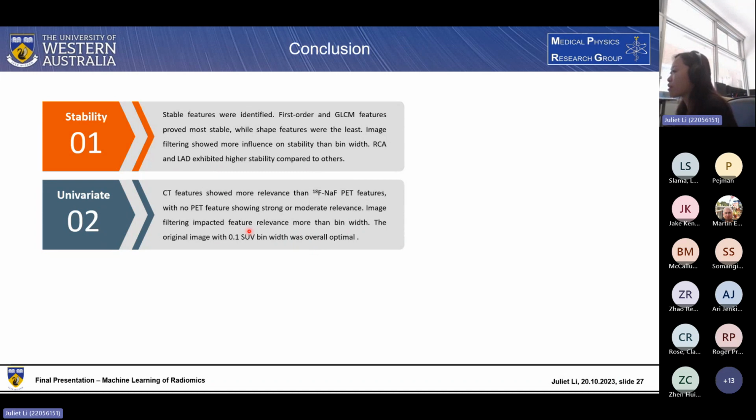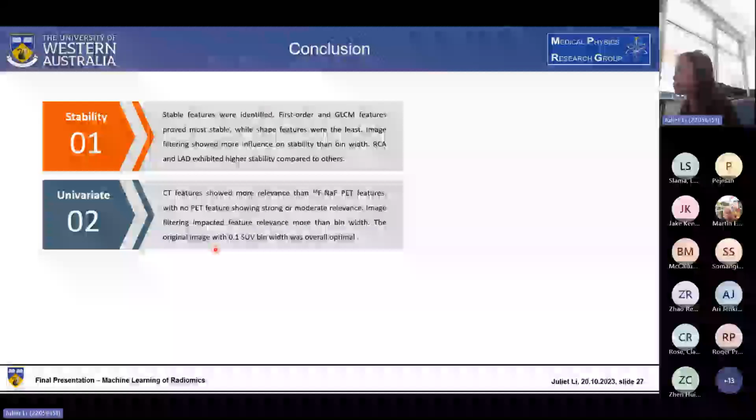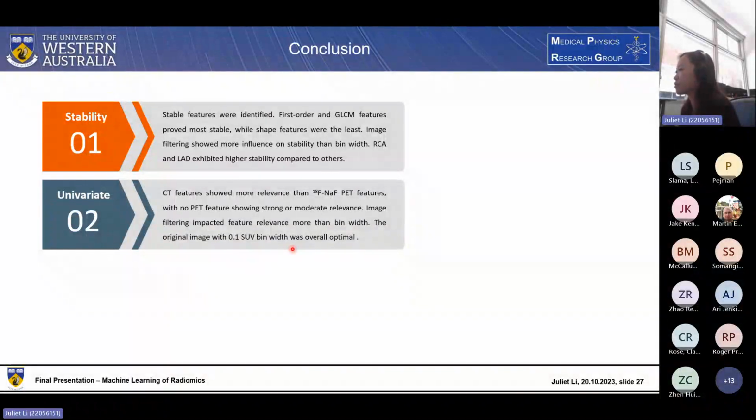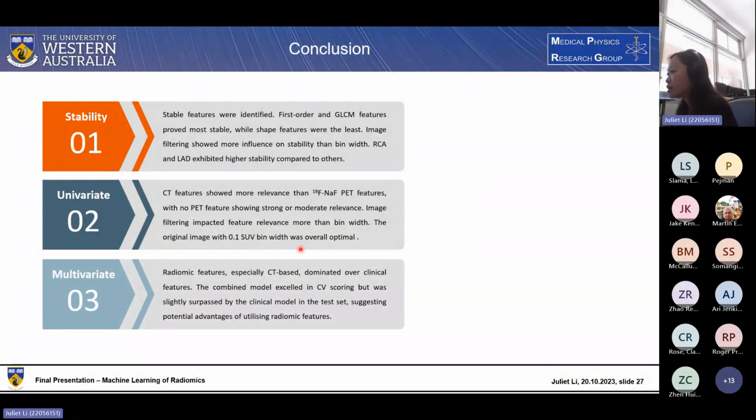Univariate analysis: we found CT features were more relevant to calcium score than PET features, and with a similar finding as stability, image filtering impacted the feature relevance a lot more than bandwidth. We also found the original image with 0.1 SUV to be overall optimal. Multivariate: we found radiomics features, especially CT-based features, dominated over clinical features in feature selection.